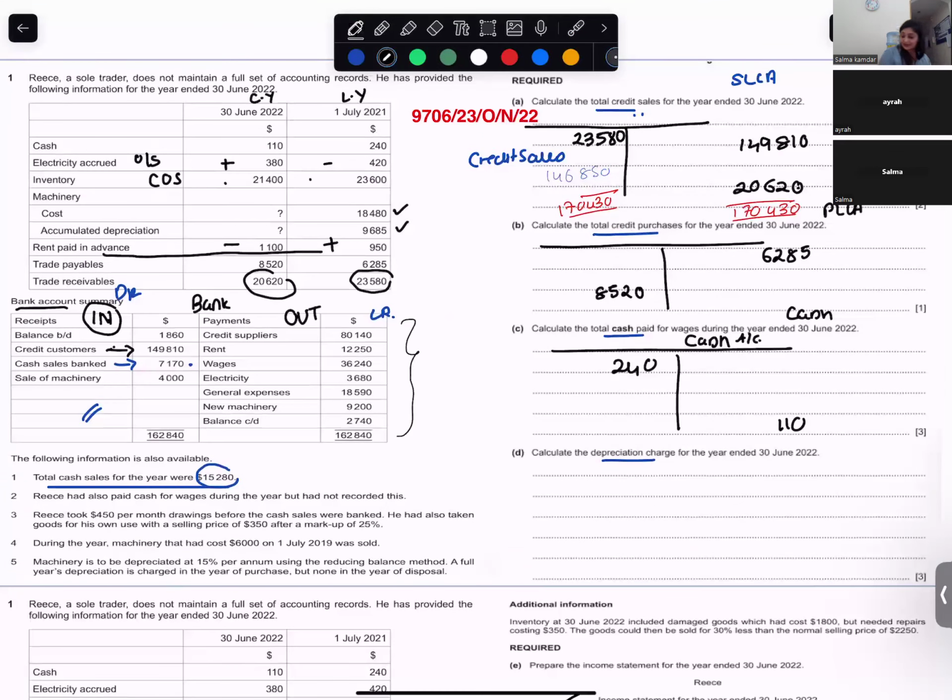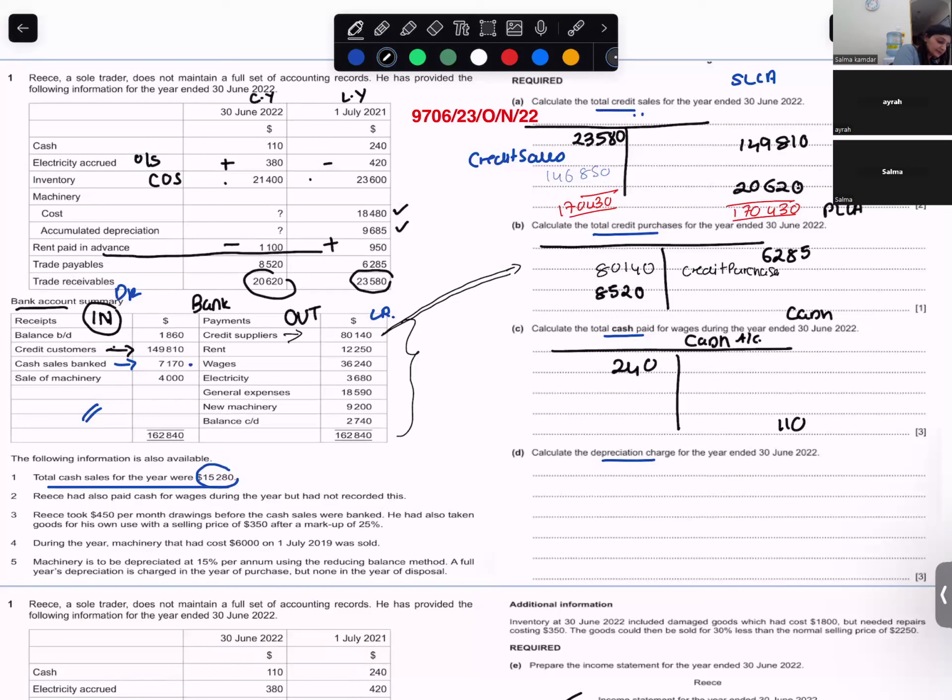Okay. Before going to anything, credit suppliers. Where will this go? It will go in the PLCL on the debit side, because you paid them. 80,140. When I was scrolling through, I did not find any other information related to this. So credit purchases will be my balancing figure.